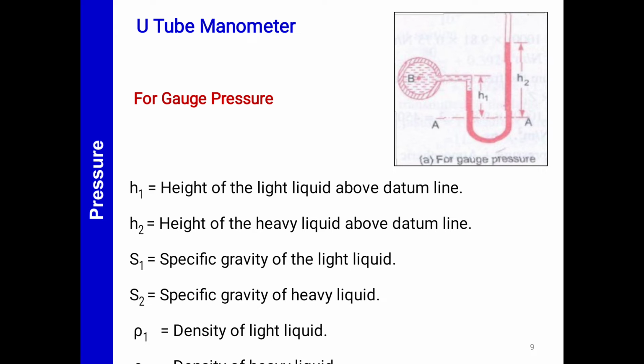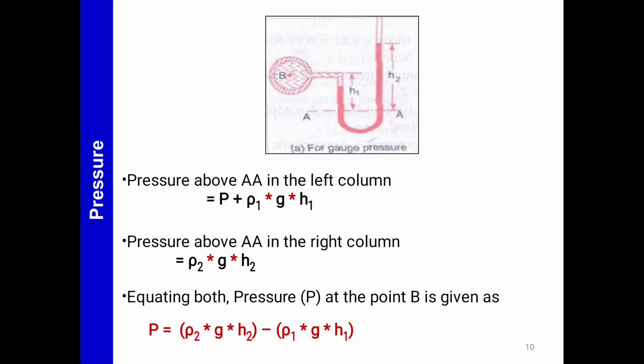For gauge pressure calculation, let B be the point at which the pressure is to be measured, whose value is small p, and the datum line is AA. Let small h1 be the height of the light liquid above the datum line, h2 be the height of the heavy liquid above the datum line. S1 is the specific gravity of the light liquid. Rho1 is the density of the light liquid. Rho2 is the density of the heavy liquid.